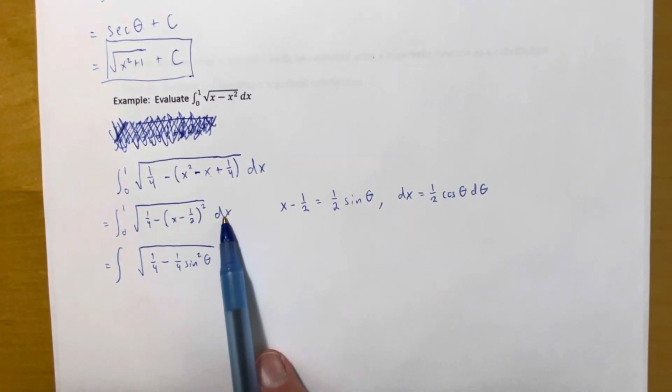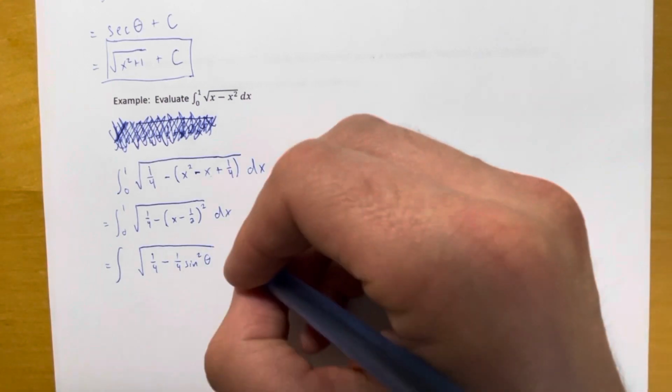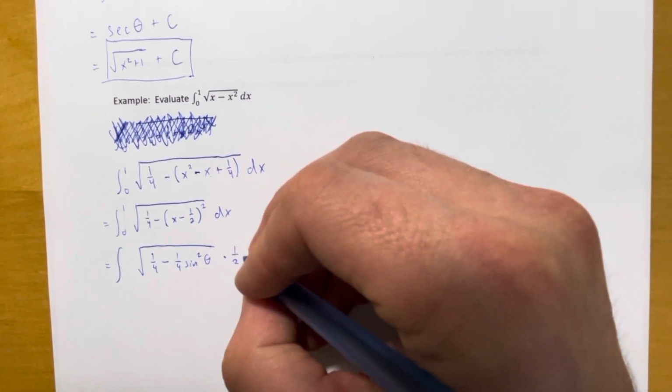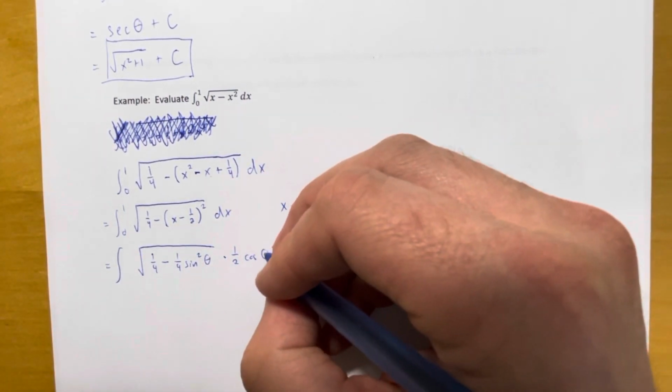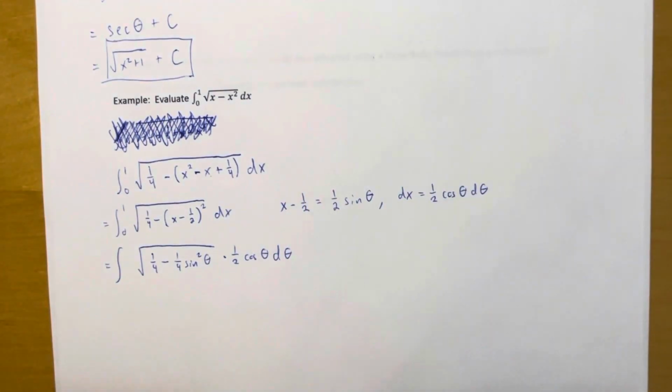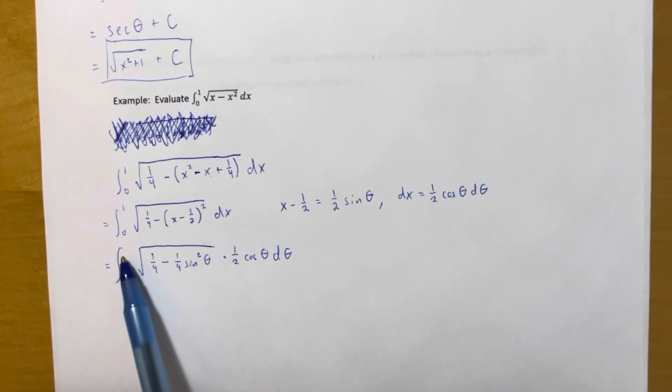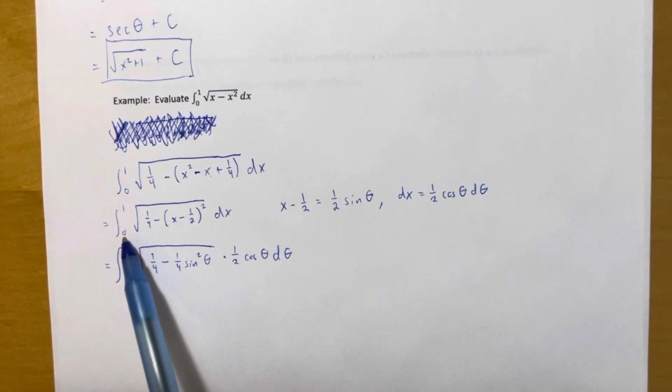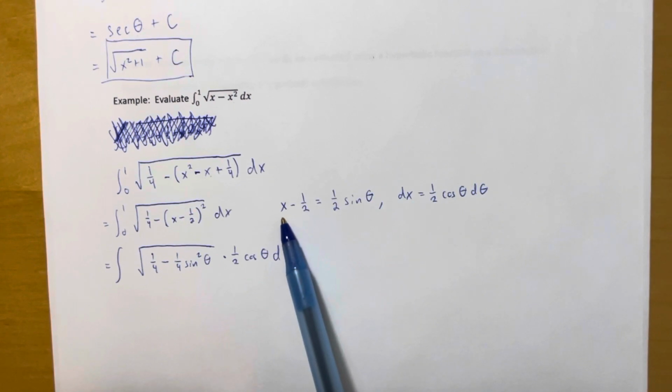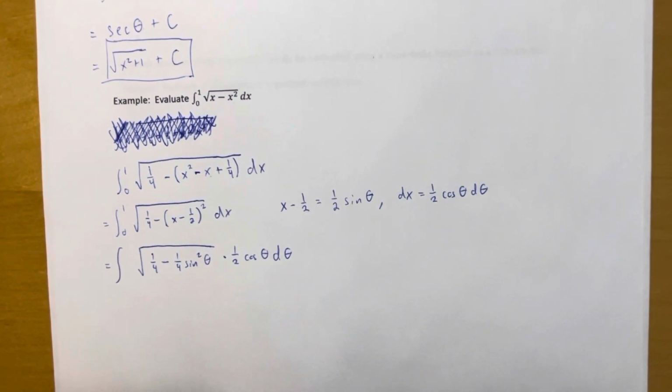I also have this dx here, which becomes 1/2 cosine of theta d theta. Okay, so I'm getting some useful stuff here, but I also need to consider what's going on with my limits of integration here. Now remember, these limits of integration are x values in this integral here, but I'm converting them to theta values here. And this is how I relate x to theta. It's my substitution.